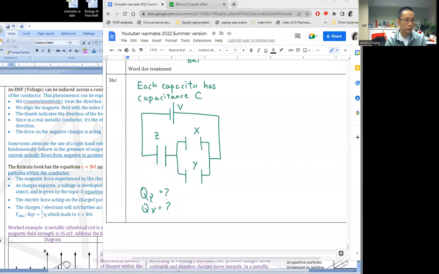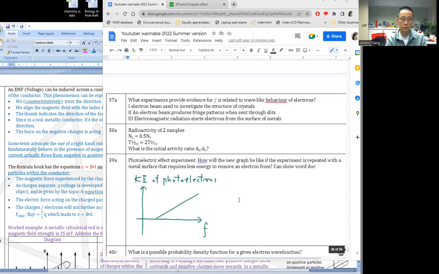Question 37, 3 correct statements about the behavior of electrons are given, and then which statements are explained using the wavelength property of electrons. Well, electron beam used to investigate structure of crystals, yes, for sure, because we rely on electrons to diffract through the gaps, the spacing within the crystals. The second one, electron beam produces fringe patterns. Well, fringe patterns are also the result of the diffraction, so therefore the second one is correct.